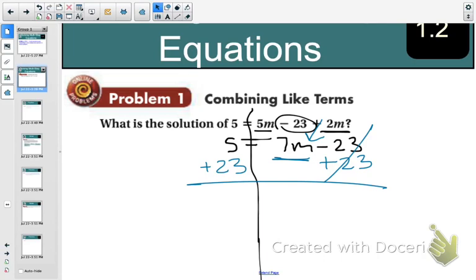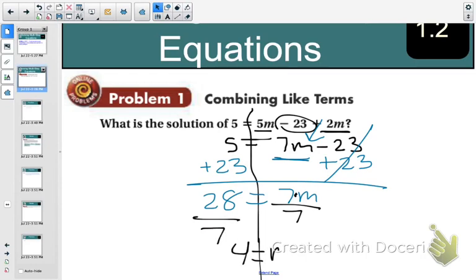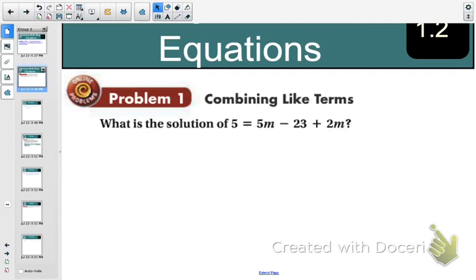Bada bing, 23 plus 5 is 28. 28 equals 7m, because those canceled, so they're gone. And in the last step, this is 7 times m. So we're going to solve that by dividing by 7. 28 divided by 7 is 4. 4 equals m. Okay. So first you're going to combine like terms, then you're going to isolate your variable. Okay. That's all we had to do in that one.